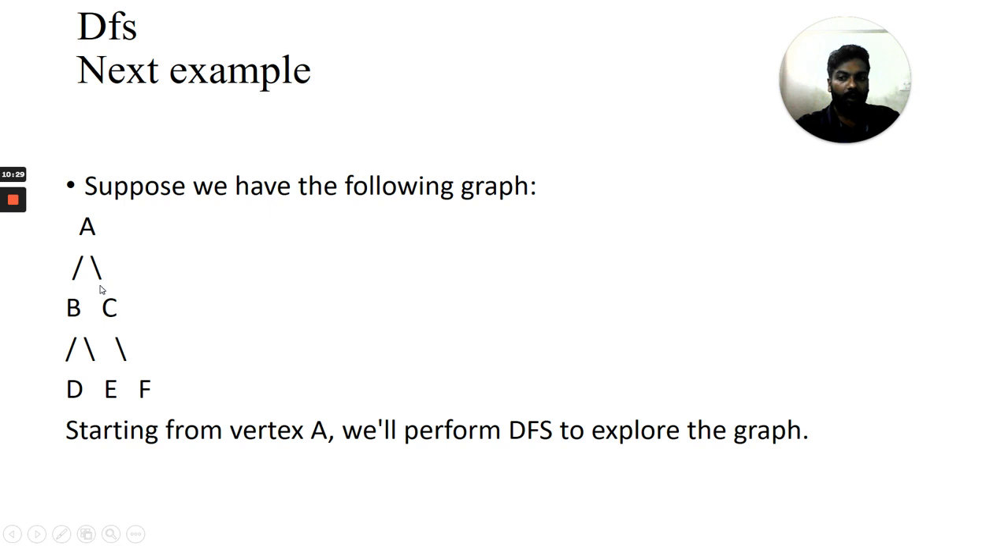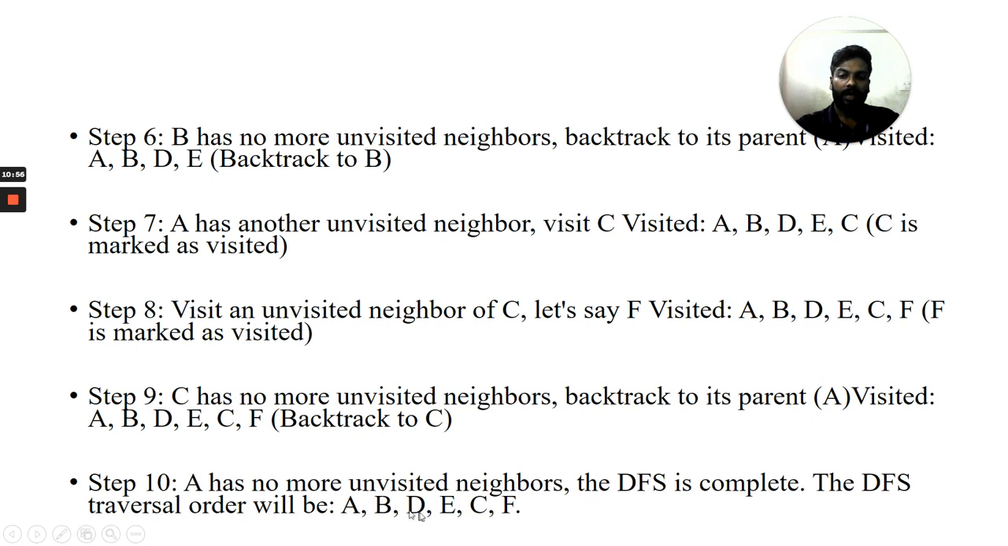Okay, then A still has another adjacency node left, C. We push C into the visited nodes, then check any other adjacency nodes of C. F is there. Then F is checked for any adjacency node; no, so backtrack to C. Okay, then the traversal is over. A, B, D, E, C, F, we checked it. This is one of the simplest examples of DFS working.